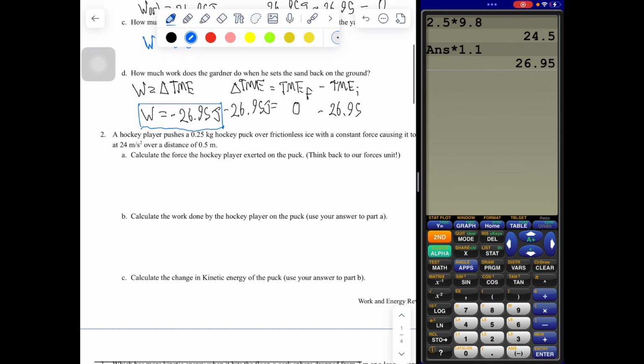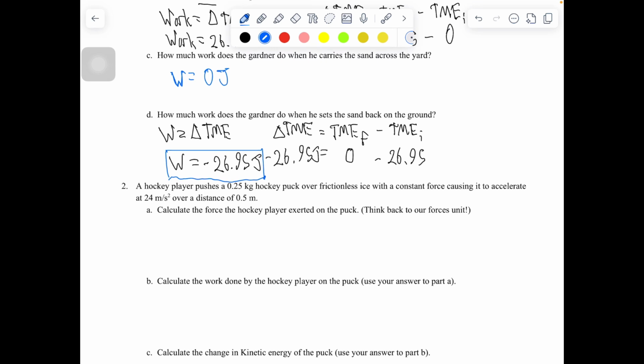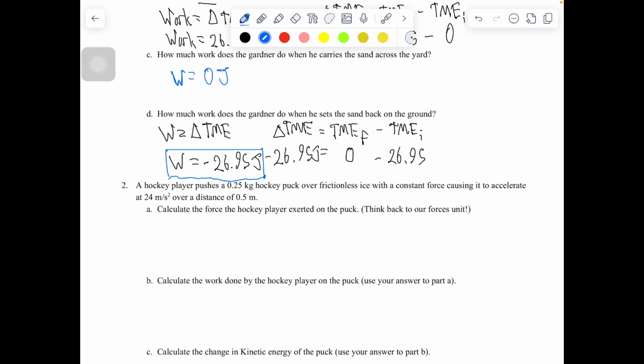Okay, let's keep going. A hockey player pushes a 0.25 kilogram hockey puck over frictionless ice with a constant force, causing it to accelerate at 24 meters per second squared over a distance of 0.5 meters. Calculate the force the hockey player exerted on the puck.